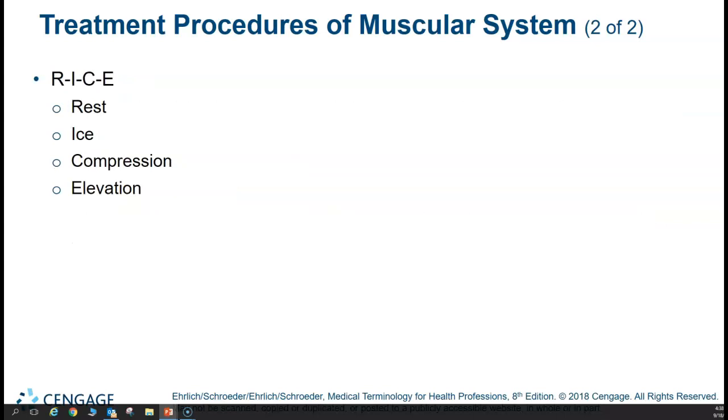RICE stands for rest, ice, compression, elevation. Anytime we have muscle injury, we want to ice it first before we put heat on it. It's always ice the first few days, and then we can go to heat if that's what our physical therapist tells us we need to do.